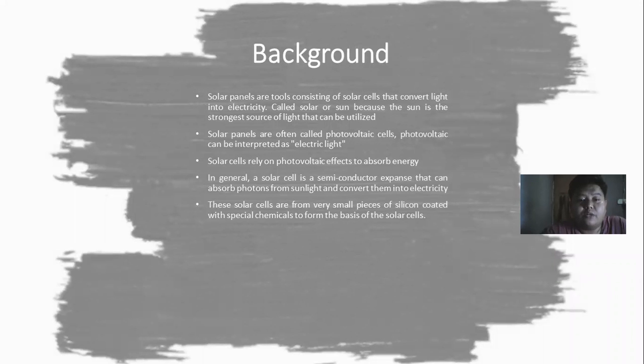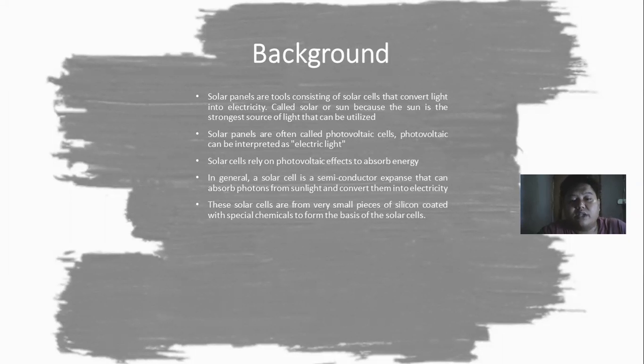Background: solar panels are tools consisting of solar cells that convert light into electricity. Called solar or sun because the sun is a strong source of light that can be utilized. Solar panels are often called photovoltaic cells. Photovoltaic can be interpreted as electric light.